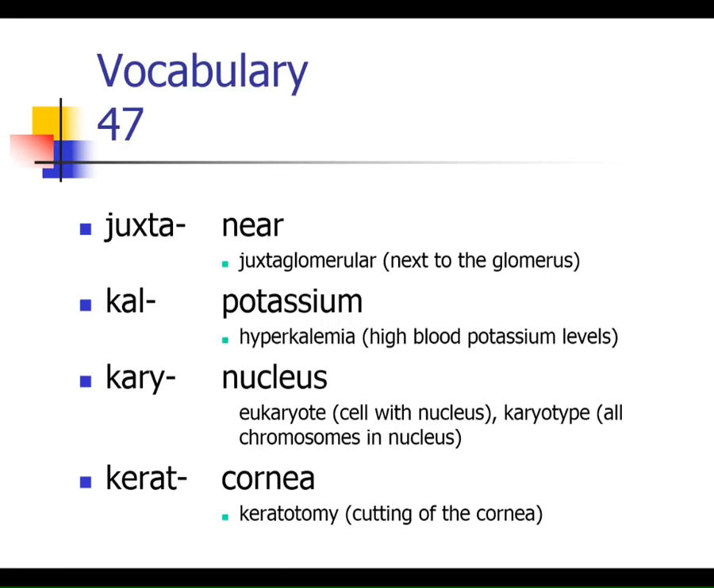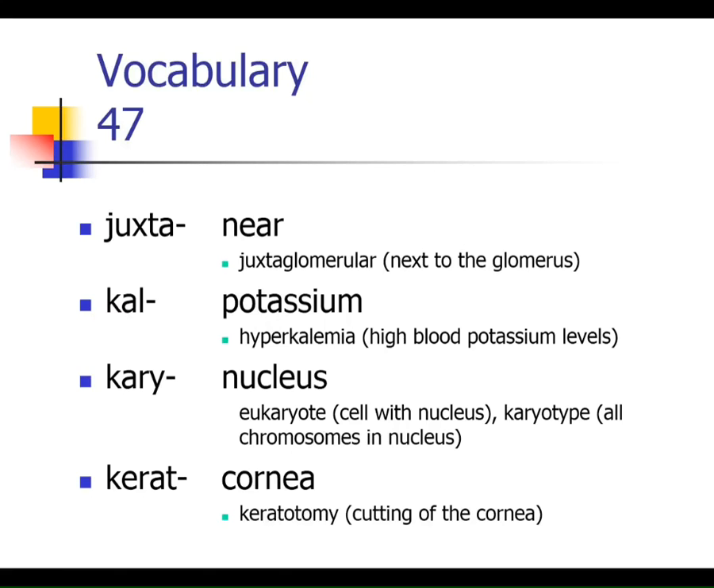Cal, right, is calcium, but Kal is potassium. So K is the single chemical identifier for potassium. Hyperkalemia, right, would be high levels of potassium in the blood, which, if we were talking about high levels of calcium, it would be hypercalcemia, right? So they're close. They sound similar.